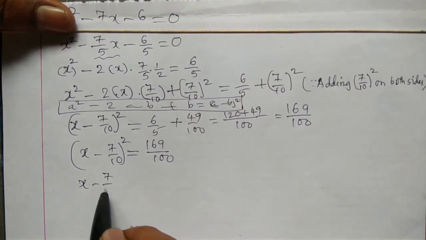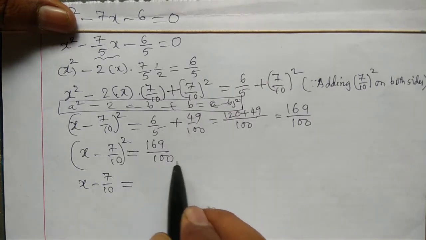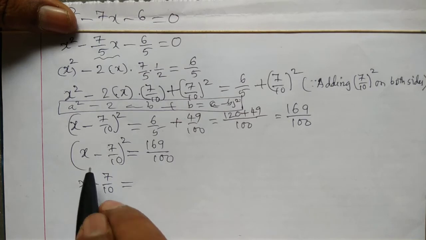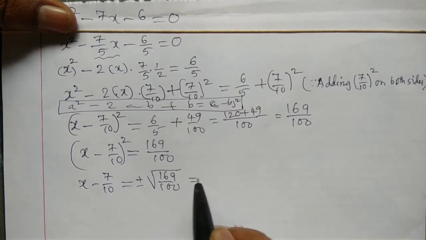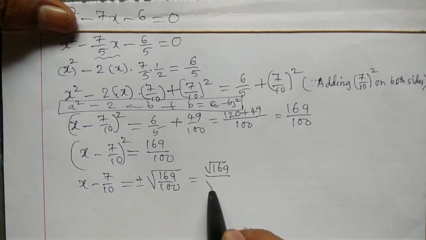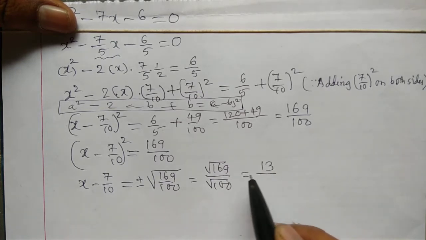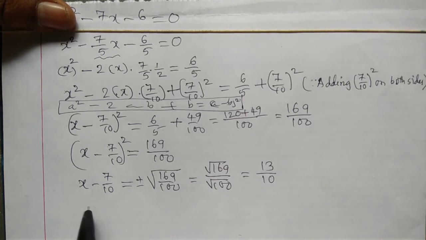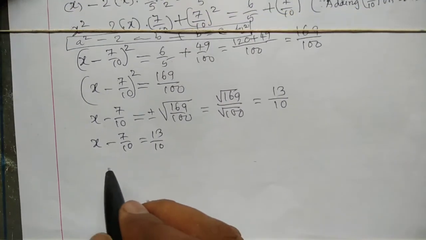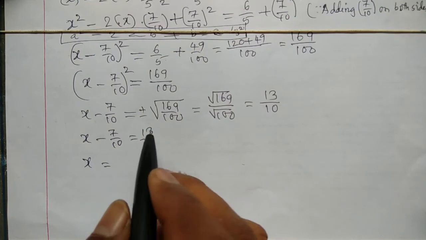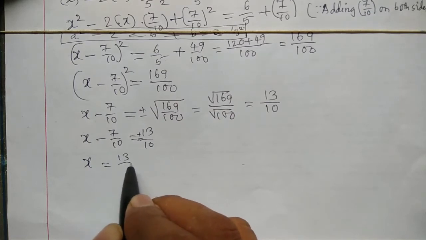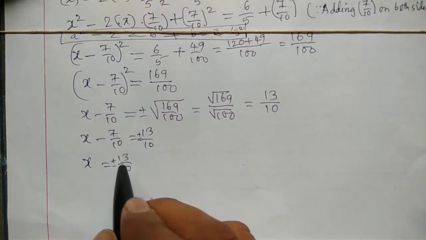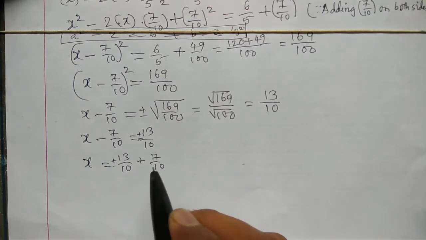Therefore x minus 7 by 10 is equal to, square becomes square root while transposing from left to right, plus or minus under root of 169 by 100, that is equal to square root of 169 by square root of 100, that is equal to 13 by 10. x minus 7 by 10 is equal to plus or minus 13 by 10. x is equal to plus or minus 13 by 10 plus 7 by 10.